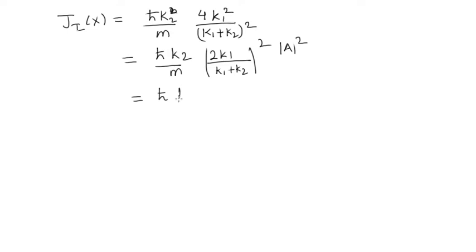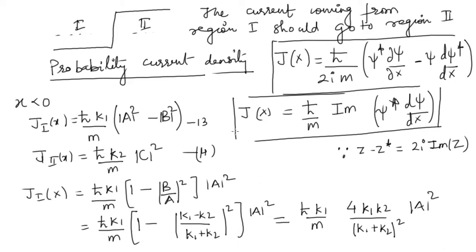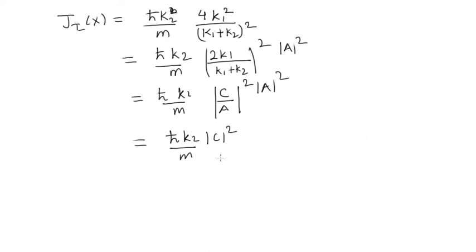So if I substitute this, k2 upon m mod square, correct? And what do I get? h cross k2 upon m mod C square. Now what is this? This is my current in region 2, and we can show that the current is conserved. Now this is very nice. It has to be there. This is equal to J, which proves that current is conserved.